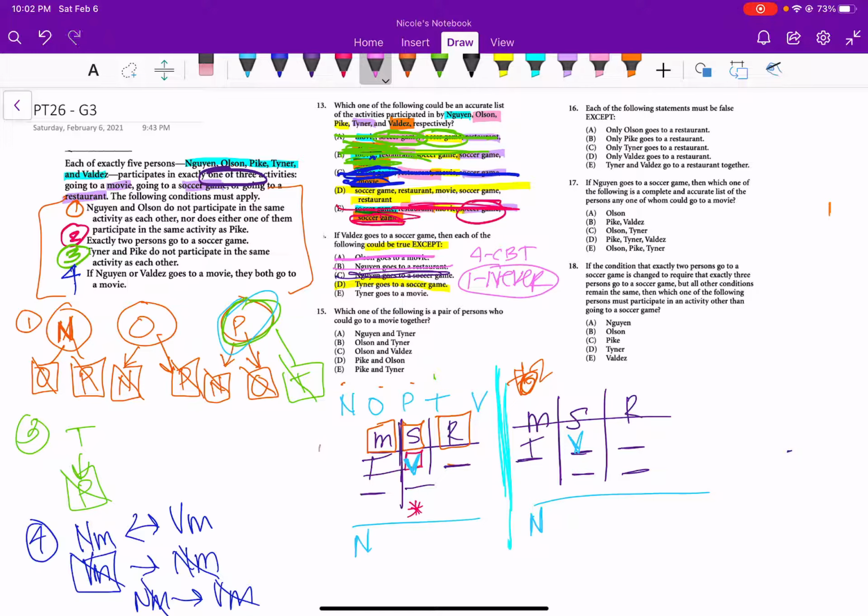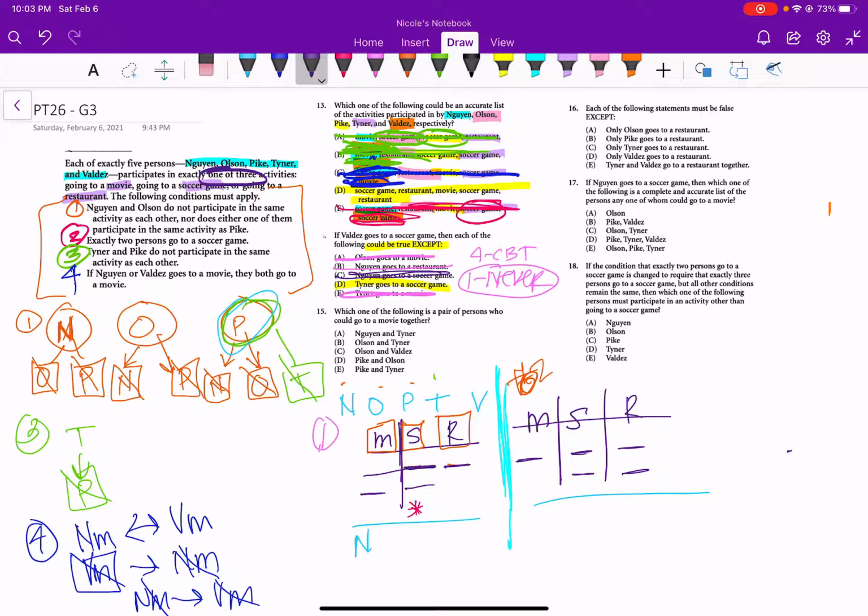Okay, so in this first one, I'm going to put N on its own in the restaurant. I'm going to put P with V because P is allowed to go with V. And then I'm just going to put O with T, which works. And since this scenario works, E cannot be our answer, so that leaves us with D. All right.